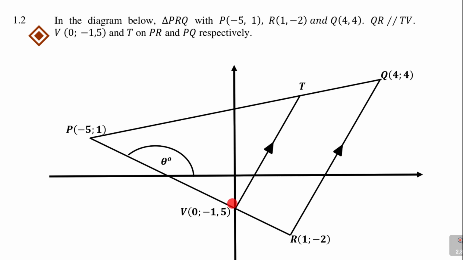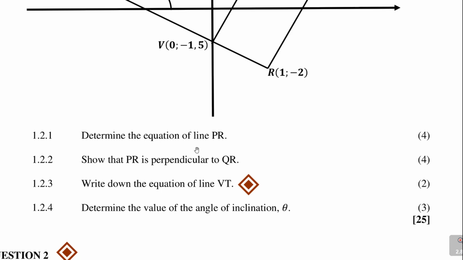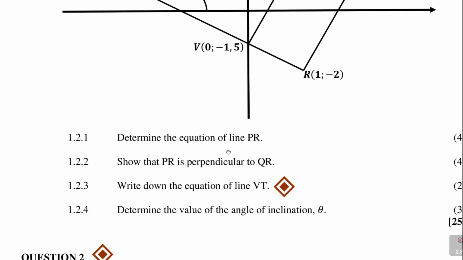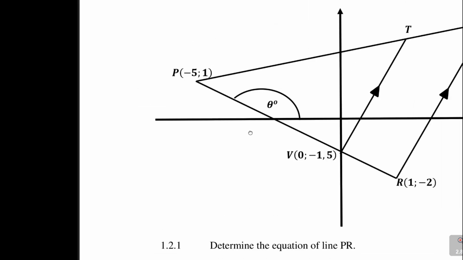V, they gave us V (0, -1.5), and T is on line PR, and on PQ respectively. So now, what are they saying? Let's look at the questions. 1.2.1, determine the equation of line PR. 4 marks, line PR. So now let's look at the steps to find the equation of a line.